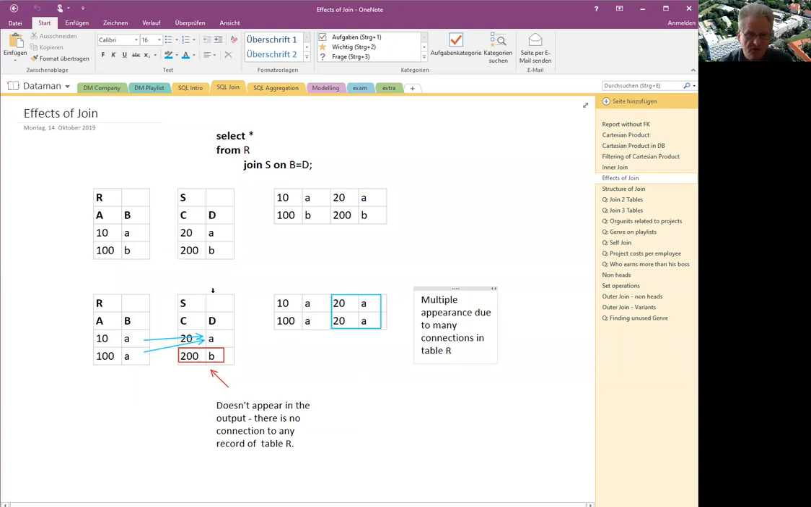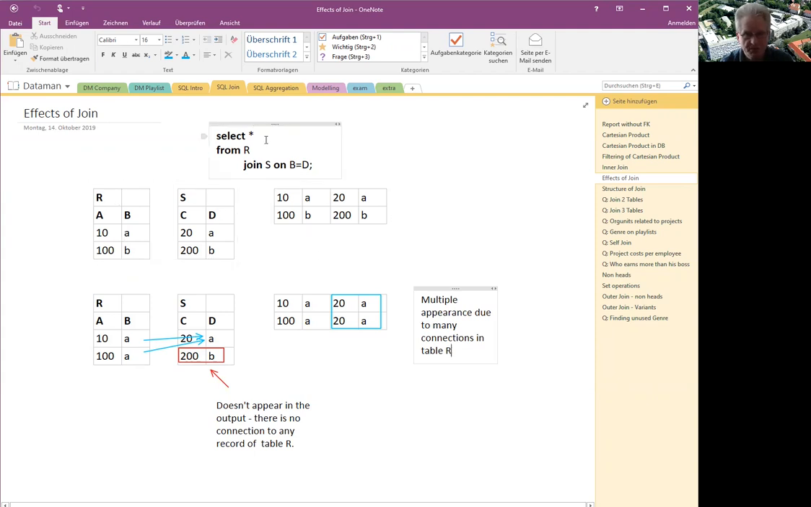So first of all, we have two tables here. One is called R, and the other one is called S. Table R has two columns, A and B, and table S also has two columns called C and D. And these are the records: 10A, 100B, 20A, 200B. These are the two base tables here.